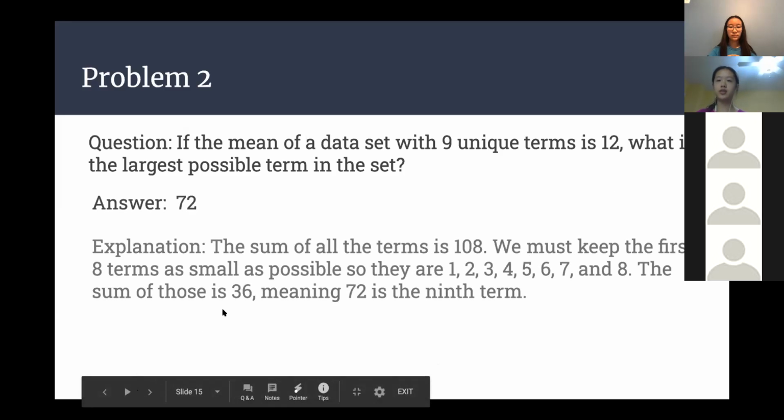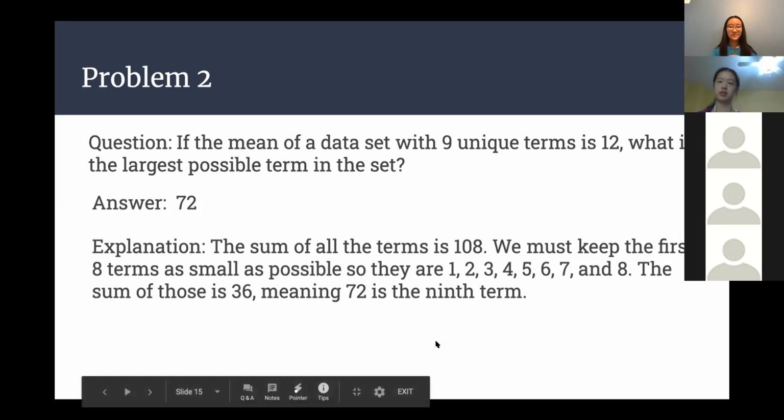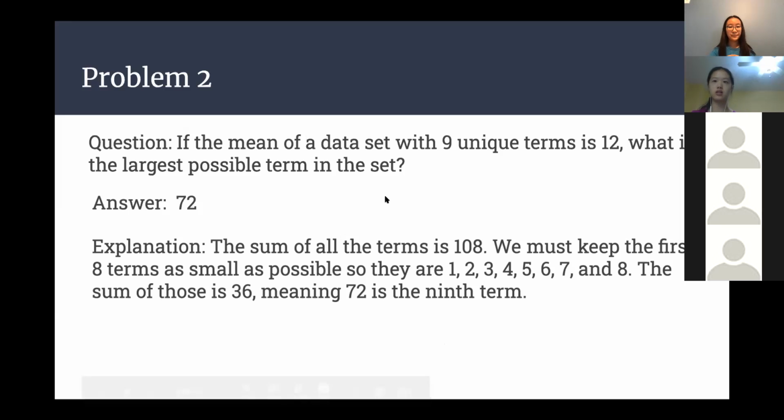And to solve this problem, the first thing we do is find the sum of all 9 of those terms. To find the sum, we first multiply the number of terms by the mean of all of those terms, because that gives us the sum. And that's 9 times 12, which is 108.